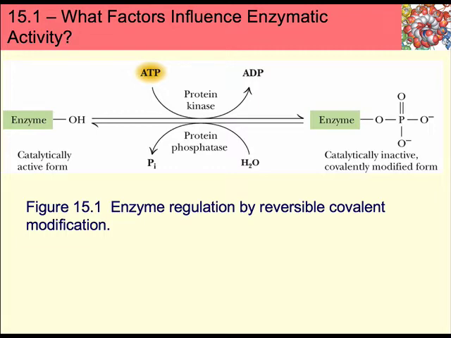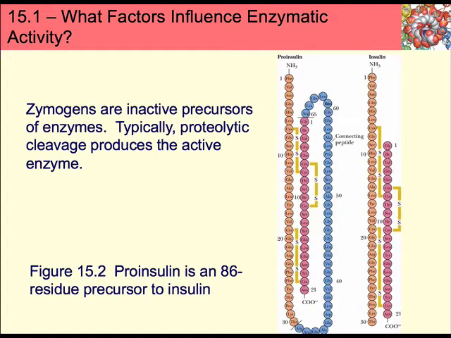So you get the idea here anyway. Covalent modification of the enzyme affects activity. And so the enzyme might be catalytically active when it's dephosphorylated and then catalytically inactive when it's phosphorylated. It could be the other way around. There's many enzymes that are activated by phosphorylation and then in turn inactivated by dephosphorylation.